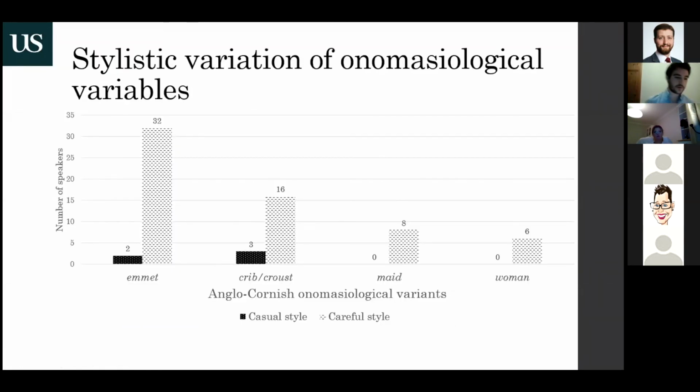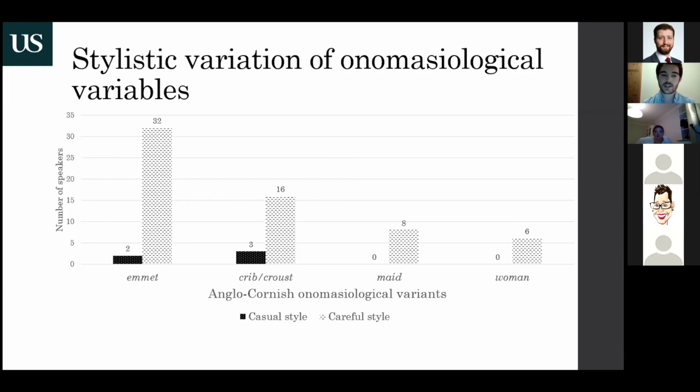So if you'll remember, the speakers were asked to do 2 tasks, which were elicitation procedures for the onomasiological variables. So we had the spot the difference task, which elicited a casual speech, and we had a naming task, which elicited a careful speech style.